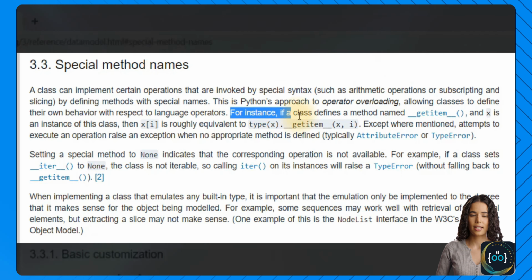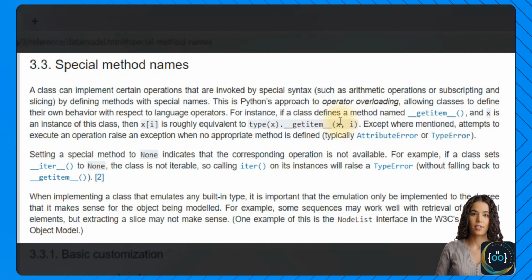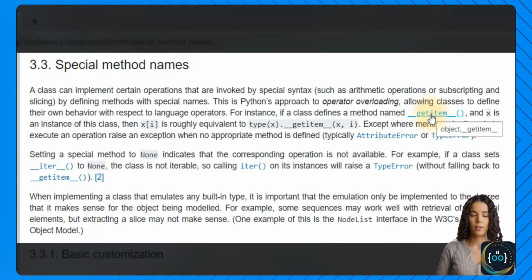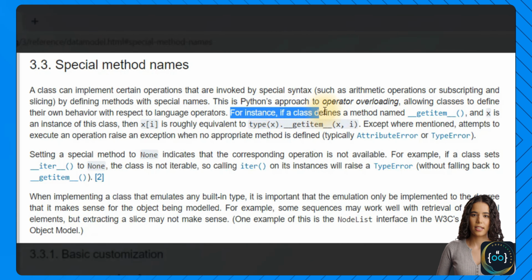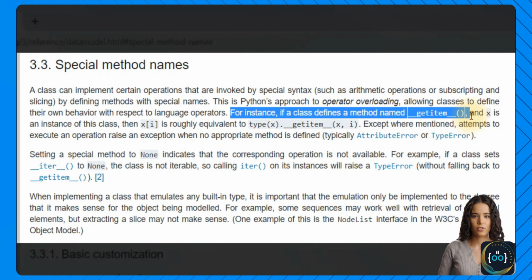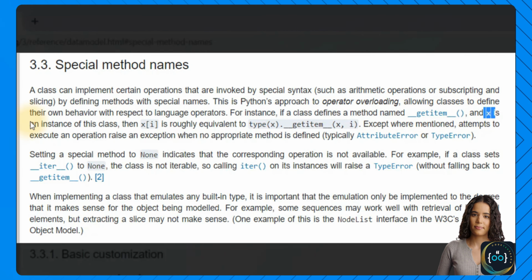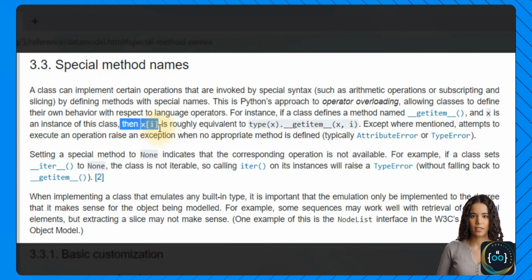Right here we have an example of a magic method that we can implement. We will see more about this special method in this section. We will see some practical examples as well. Let's see. For instance, if a class defines a method named getitem, and X is an instance of this class, then we can index that instance. Just like we index, for example, strings or lists, we will be able to use this syntax to index the instance. And that will be roughly equivalent to this right here. So they're acting behind the scenes and they're providing special functionality.